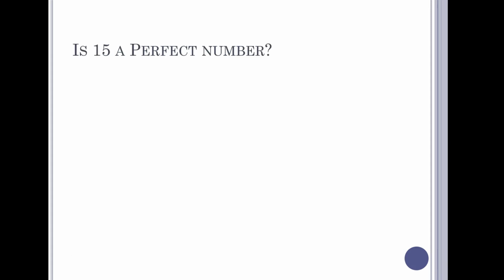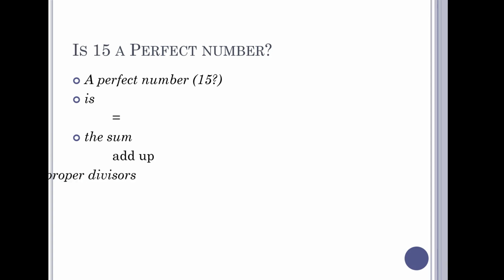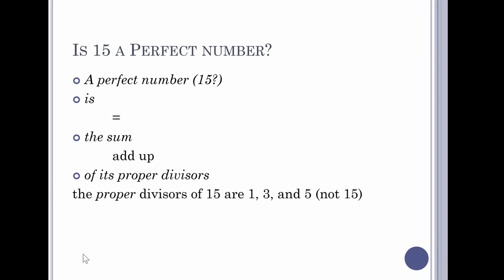Is 15 a perfect number? A perfect number, maybe 15, is, that's equals, the sum, that means to add them all up, of its proper divisors. That's 1, 3, and 5. So let's see, is 15 the sum of those proper divisors? So 15, is it equal to 1 plus 3 plus 5? No, we get 9 and not 15. So 15 is not a perfect number.